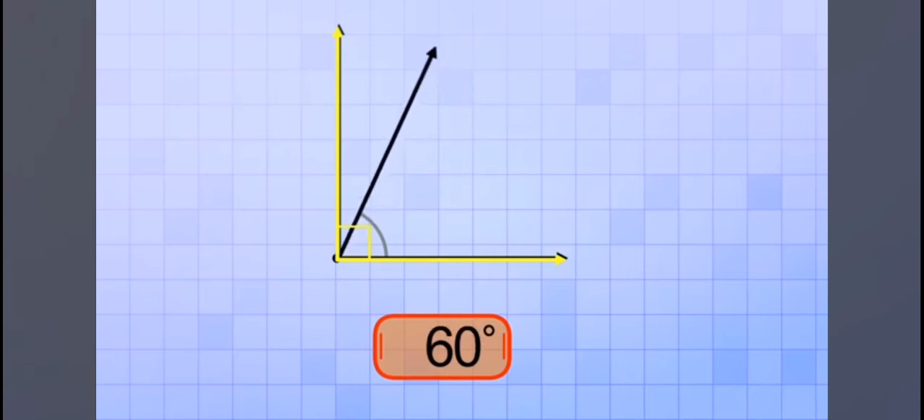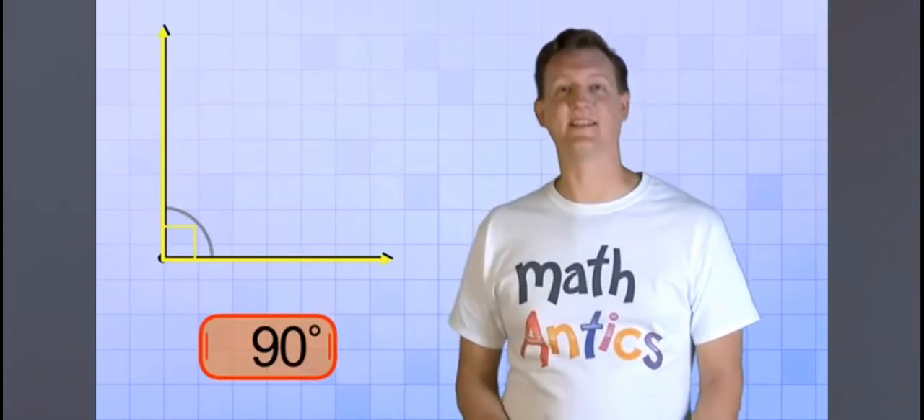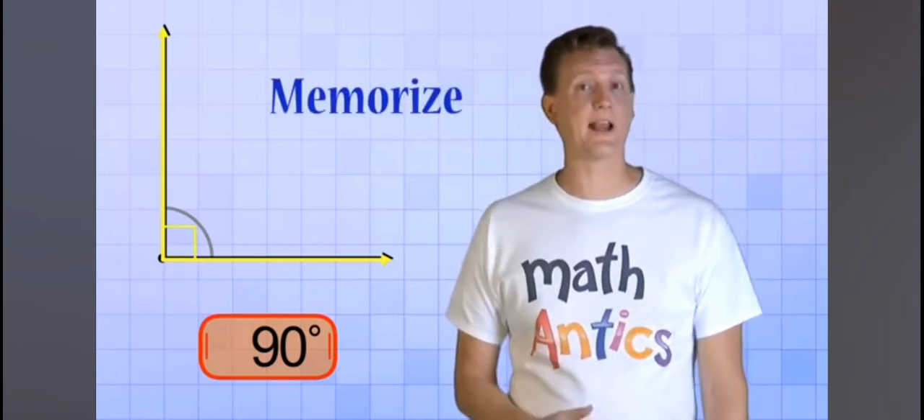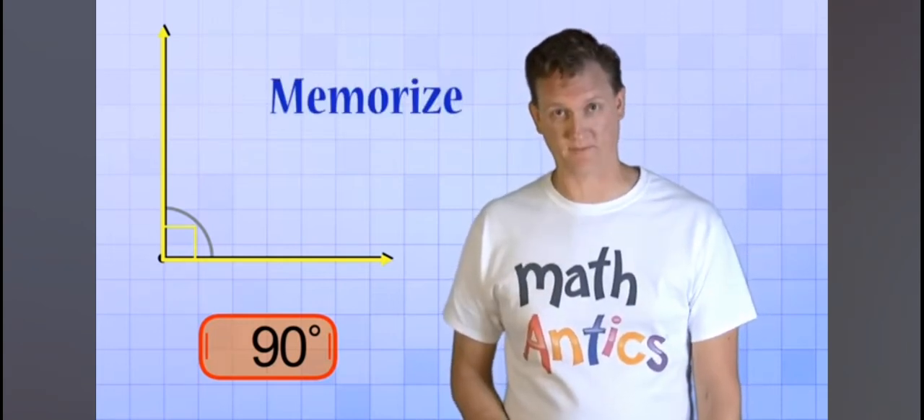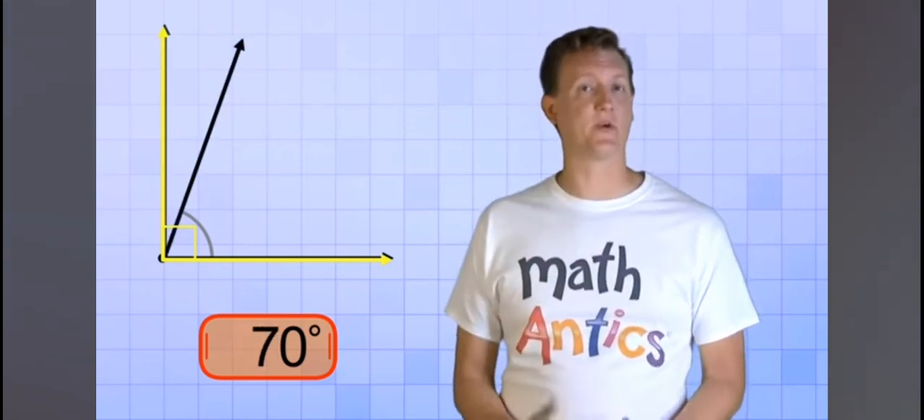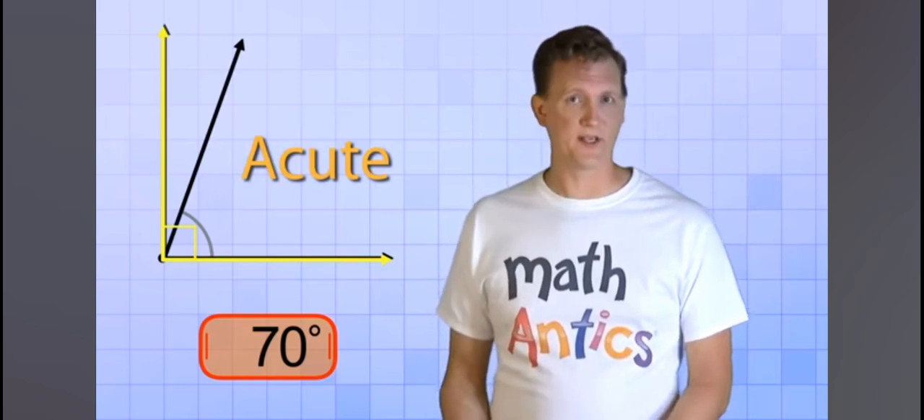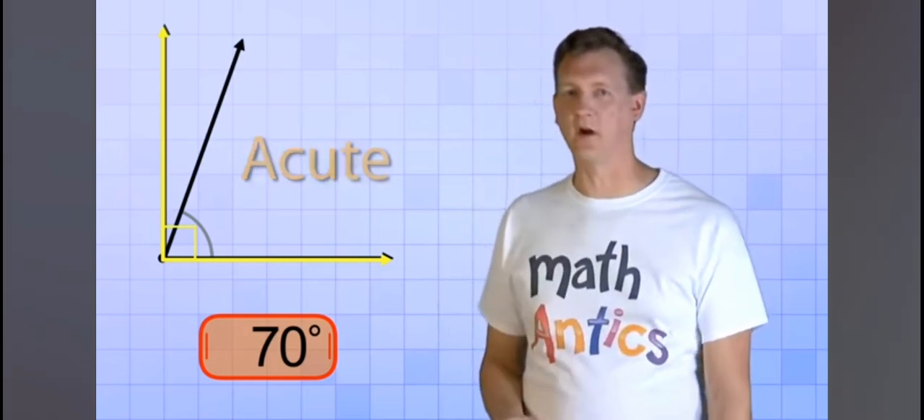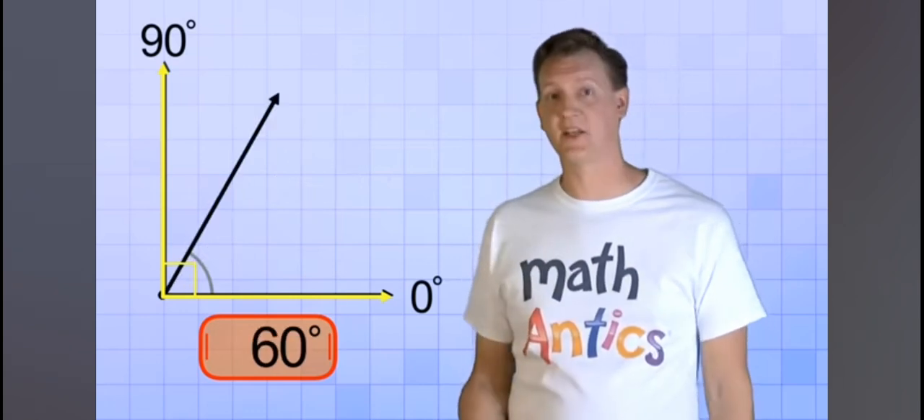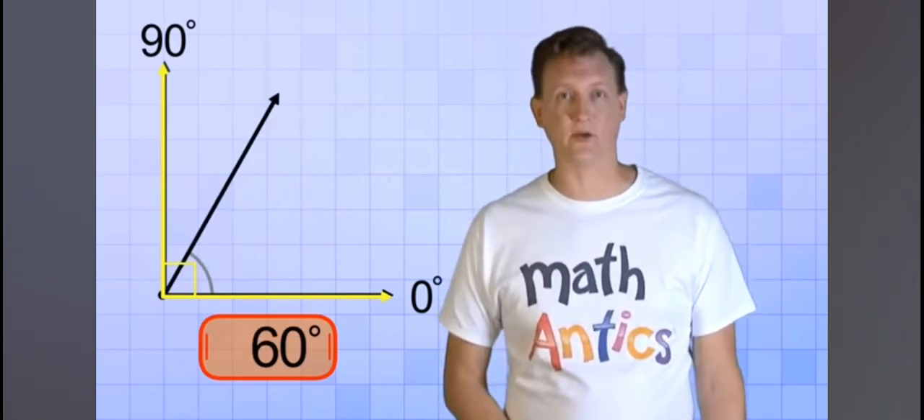50, 60, 70, 80, and 90. Yep, a right angle is exactly 90 degrees. And that is super important to memorize because right angles are used all the time in geometry. Okay, do you remember from our last video that all angles less than a right angle are called acute angles? So that means that all the angles we've seen so far that are between 0 and 90 degrees, like 10, 30, 45, 60, and so on, are acute angles.